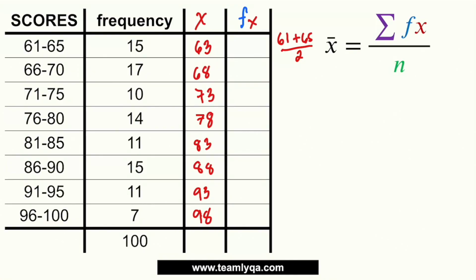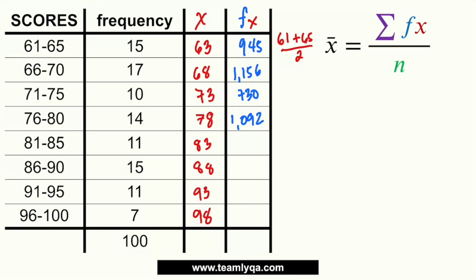Next, we're going to go for the product of f and x. So, i-multiply na natin yung 15 sa 63. So, that will give us 945. Tapos, 17 naman times 68. That is 1,156. Yung 73 times 10, madali lang. Dadagdagan mo lang ng 0 sa dulo yung 73. So, 730. 14 times 78 is 1,092.